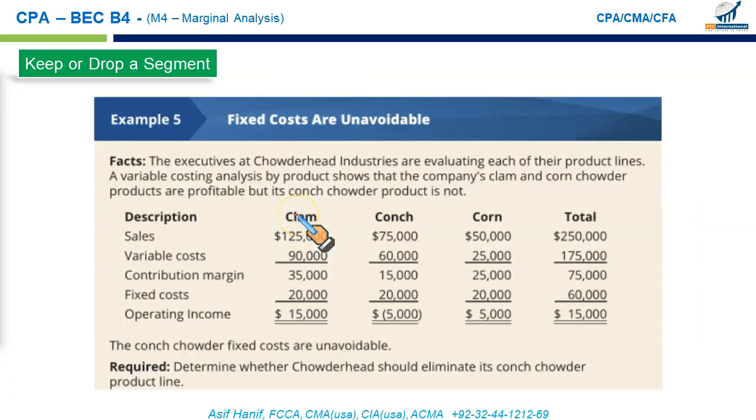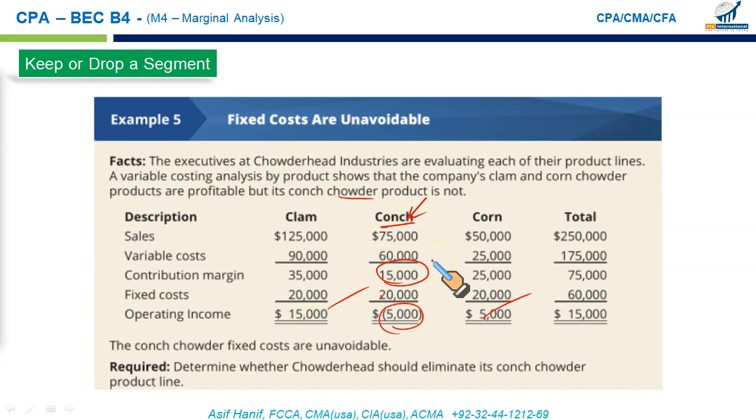Let's do an example to explain the idea. The fixed costs are unavoidable. The executives at Chowderhead Industries are evaluating each of their product lines. A variable costing analysis by product shows that the company's clam and corn chowder products are profitable, but its conch chowder product is not. Chowder is a kind of stew, a thick soup, and this one is not profitable. There is an operating loss. It says the conch chowder fixed costs are unavoidable. This 20,000 is unavoidable. So what do we compare our contribution margin with?